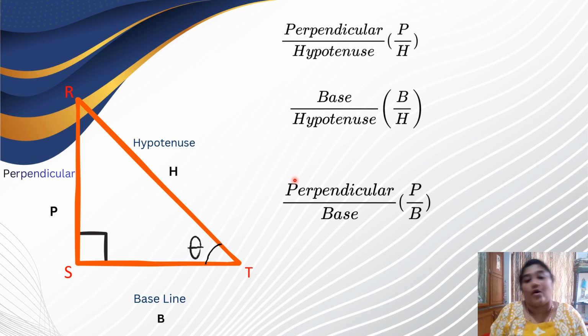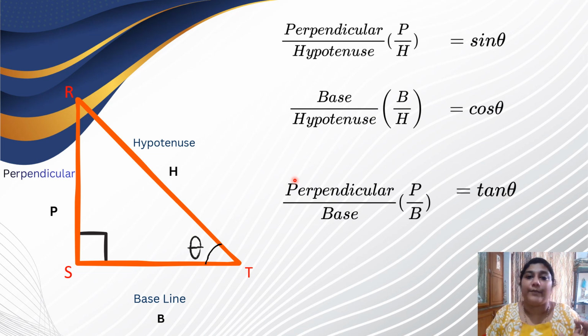According to this particular theta, perpendicular by hypotenuse is named as sin theta. Base by hypotenuse is named as cos theta. Perpendicular by base is named as tan theta. These are the important trigonometric ratios. So sin theta is defined as P by H. Cos theta is base by hypotenuse. Tan theta is P by B.